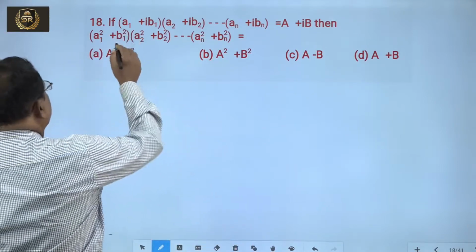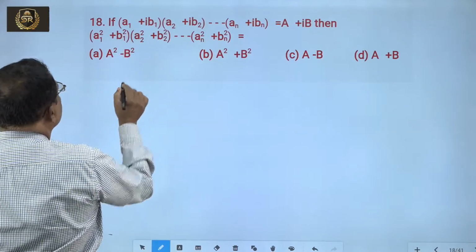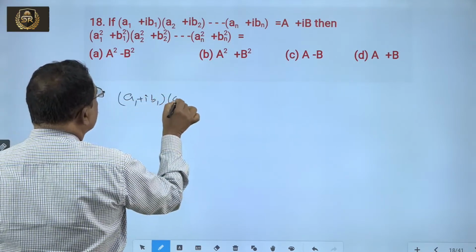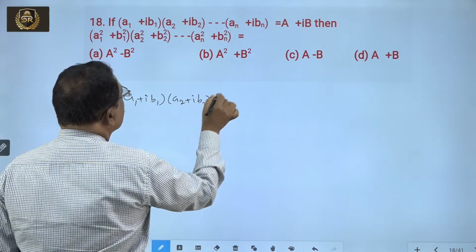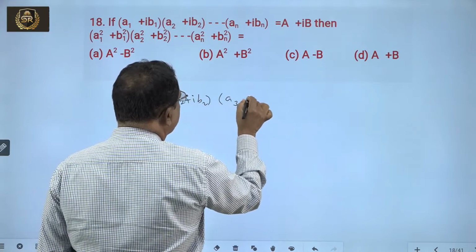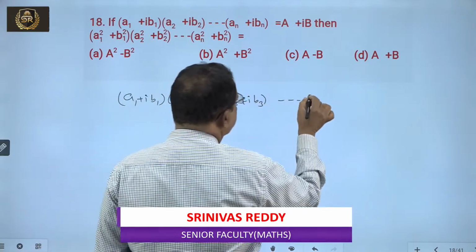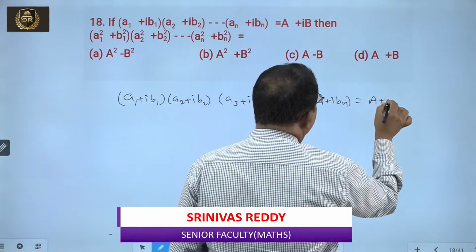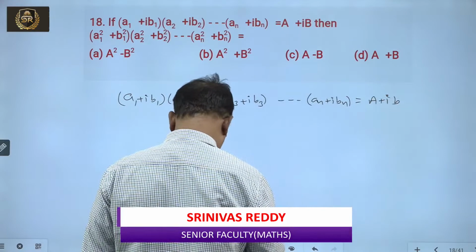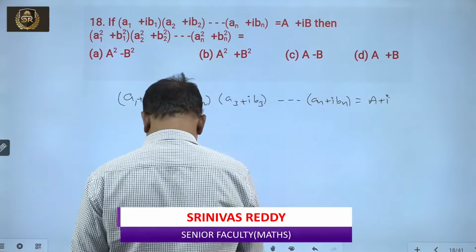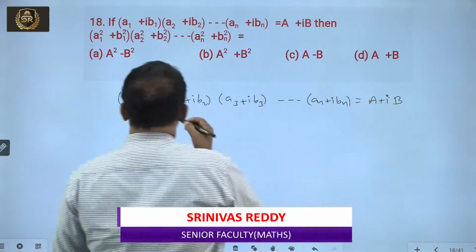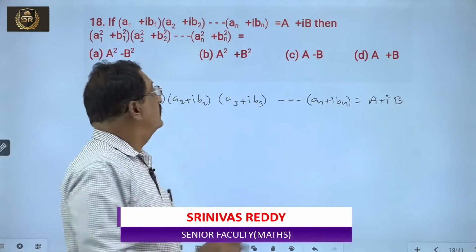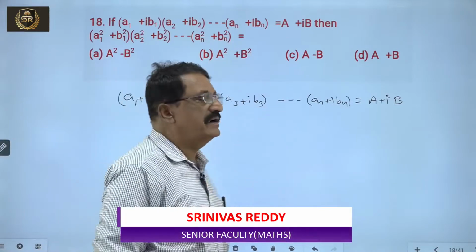Now, problem number 18. If (a1 + ib1)(a2 + ib2)(a3 + ib3) and so on up to (an + ibn) equals a + ib, require the value of (a1² + b1²)(a2² + b2²) up to (an² + bn²) in terms of capital A and capital B.